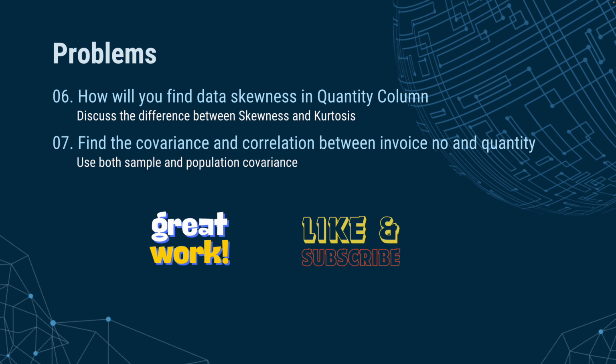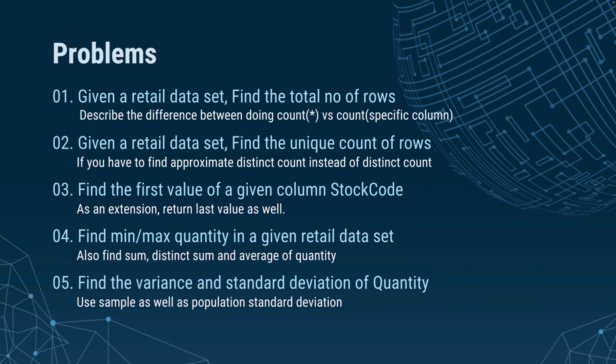Along with it, we also want to do the covariance and correlation between two columns, invoice number and the quantity. And again, when we are doing covariance, like we do variance with sample and population, we also want to do covariance with sample and population. So these are in general the other 5 questions which we are going to go through.